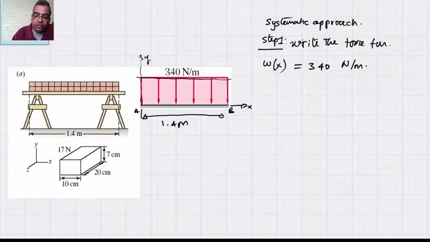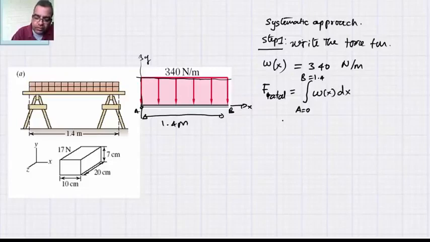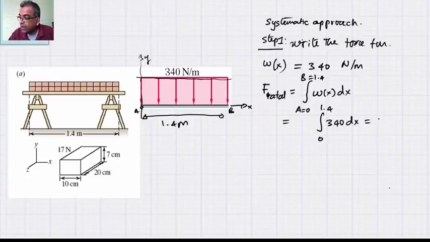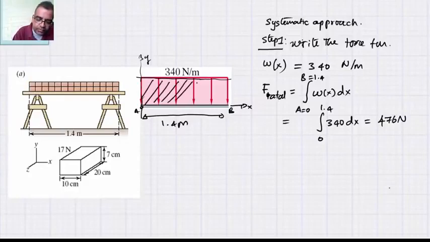So that's very nice. So now we want to find out F total equals the integral, A starts out at 0, B is at 1.4, of W of x dx, which is the integral of 300 dx from 0 to 1.4, which turns out to be 420 Newtons, which is equal to the area under this graph. 300 times 1.4. Very good.